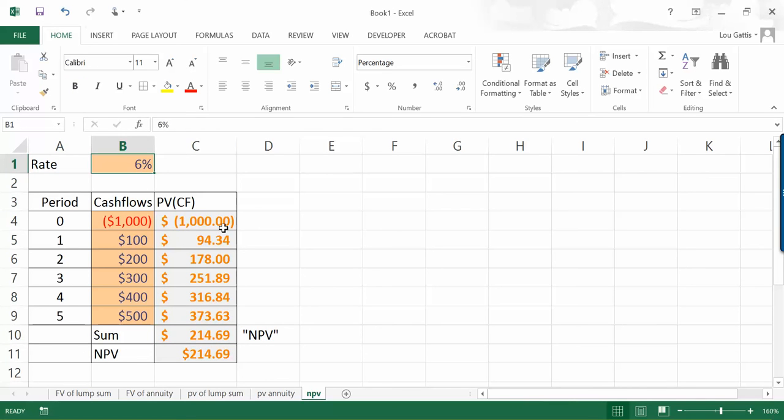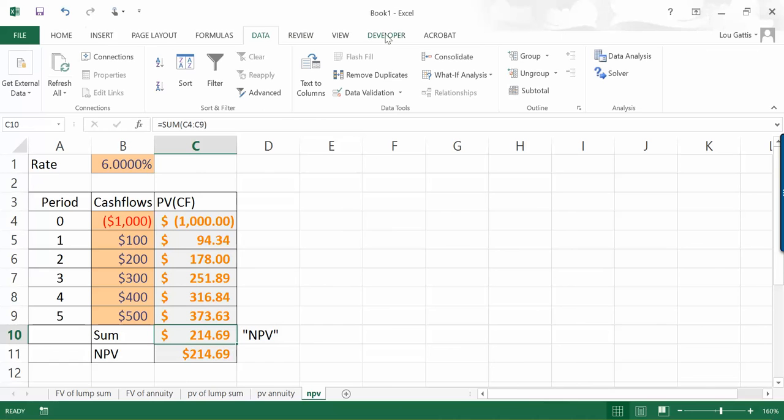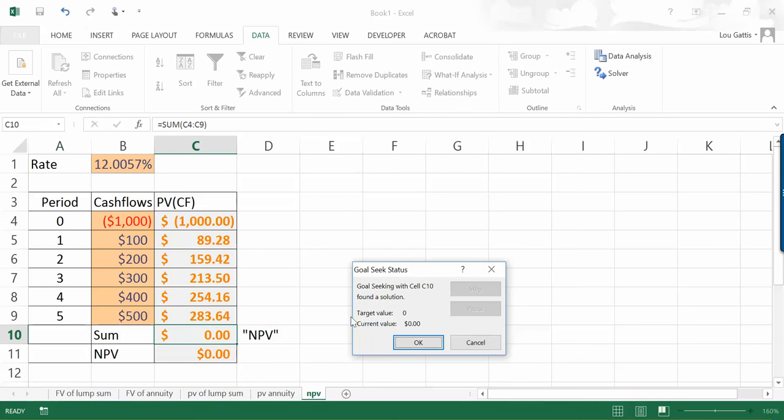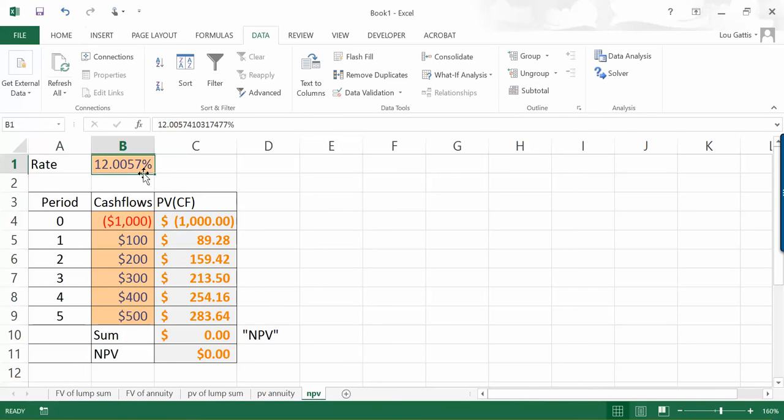So I could do a goal seek here. I'm going to add a couple more decimal places to this. I could say, I'm going to do Data, What-If, Goal Seek, and I'll say, let's set the NPV to a value of 0 by changing the discount rate. In that case, that discount rate is 12.006%. That makes the NPV 0. So I say the IRR of this investment is actually 12%.